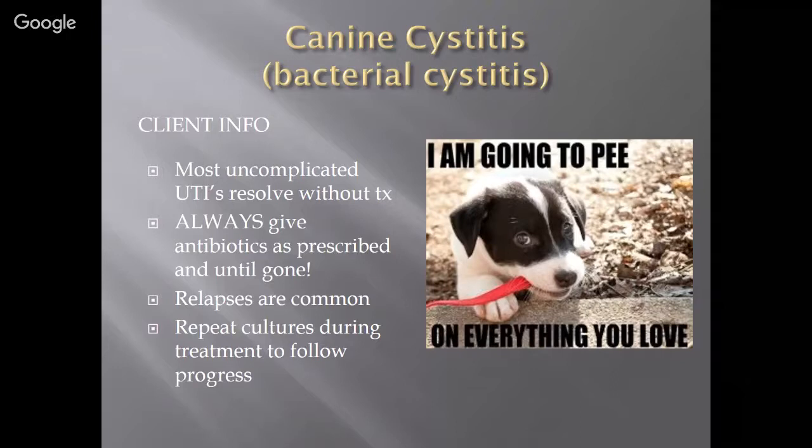Relapses are common, and they're common because either the animal is prone to it just because of the way that they're made. If it's a female and they have an involuted urethra, there's bacteria trapped in that area, and it's a real short jump into the bladder from there. So we want to repeat cultures as we're doing treatment, especially with chronic and more complicated UTIs, so that we can follow the progress.